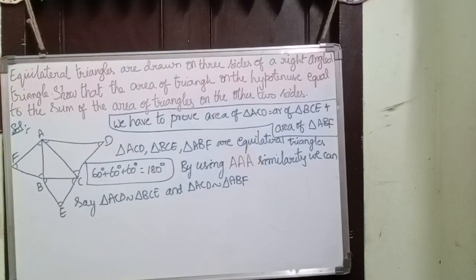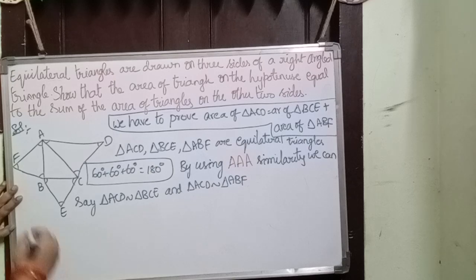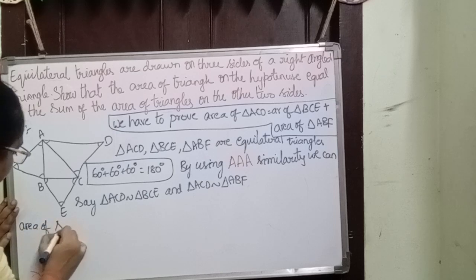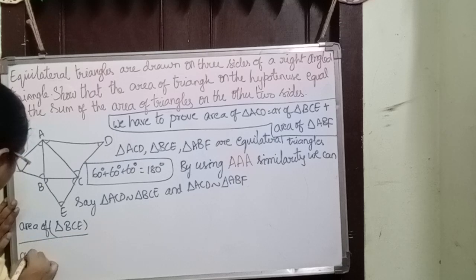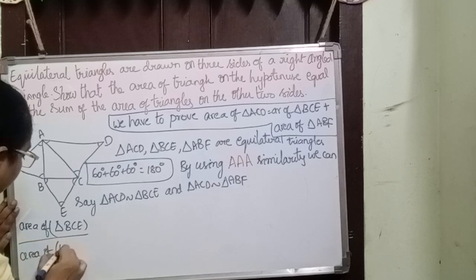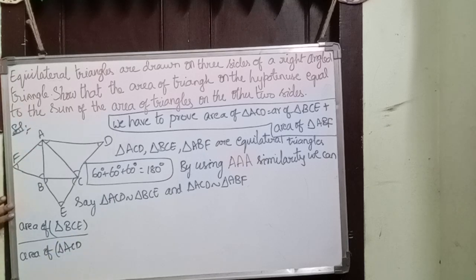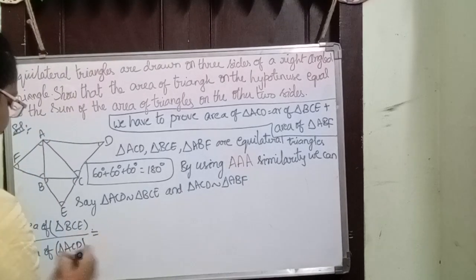Right? We have one property: for similar triangles, the areas of the triangles are in proportion. So by that, what can we write? Area of triangle BCE by area of triangle ACD.